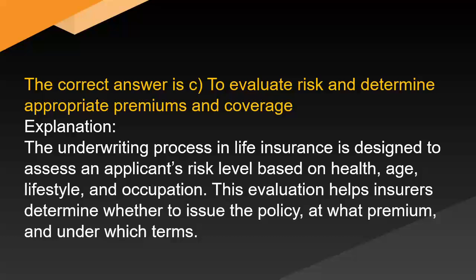The correct answer is C. To evaluate risk and determine appropriate premiums and coverage. Explanation. The underwriting process in life insurance is designed to assess an applicant's risk level based on health, age, lifestyle, and occupation. This evaluation helps insurers determine whether to issue the policy, at what premium, and under which terms.